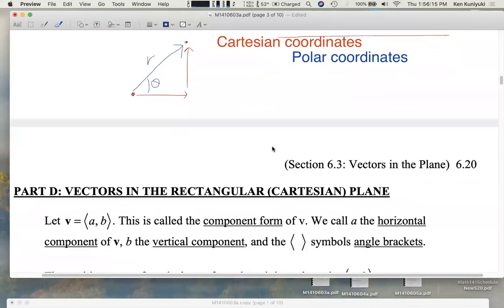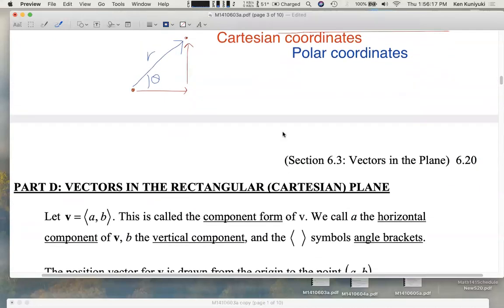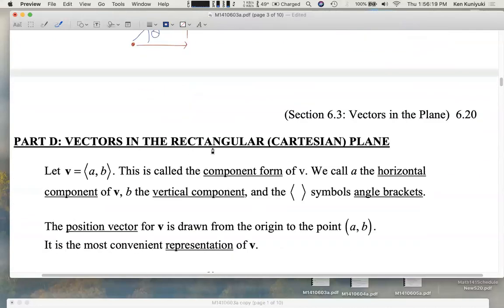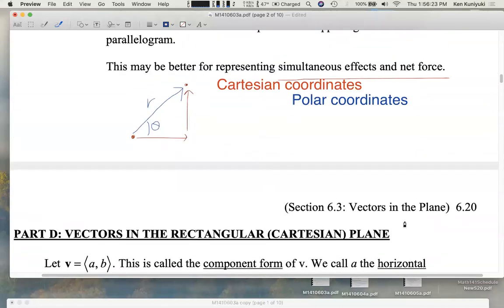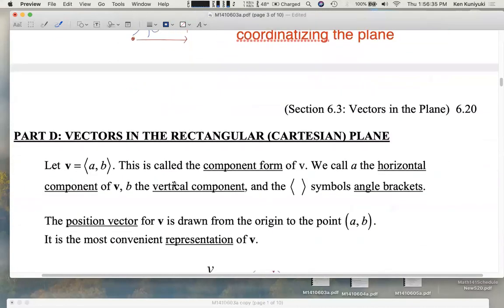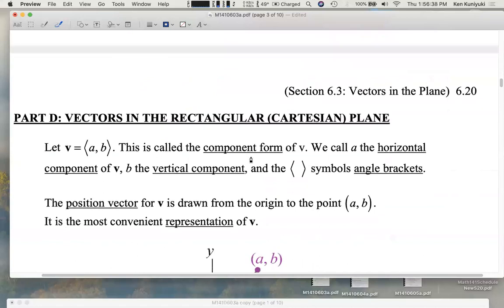Okay, so let's consider first the Cartesian picture. Vectors in the rectangular or Cartesian plane, based on a Cartesian coordinatization of the plane. We're talking about different ways of coordinatizing the plane. All right, so let's let the vector v be given by this component form, where a is the horizontal component and b is the vertical component.